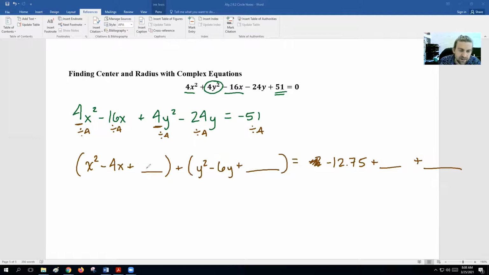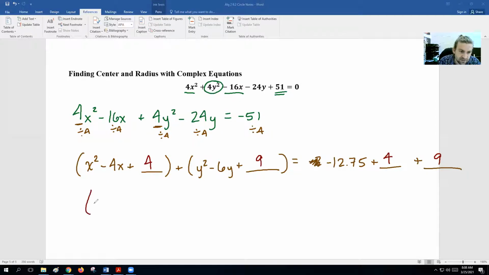Okay, so let's go through now and find our blanks. To find our blank, we take the middle number, cut it in half, and then square it. 4 cut in half is 2, 2 squared is 4. Okay, so we'll put a 4 here and a 4 there. All right, do the same thing with the other number. 6 cut in half is 3. 3 squared is 9. So we'll put a 9 there and a 9 there.